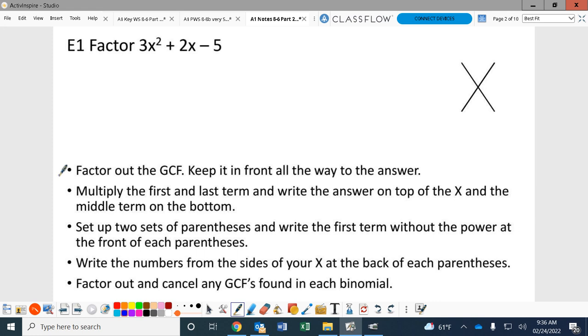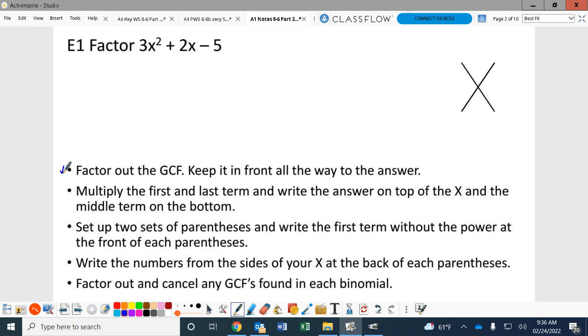Number one, if there is a GCF for the whole thing, you've got to take it out of all of these. Look, the smallest number is 2. Can 2 go into 3? No, so there is no GCF. This first step is done. We can't do anything else.